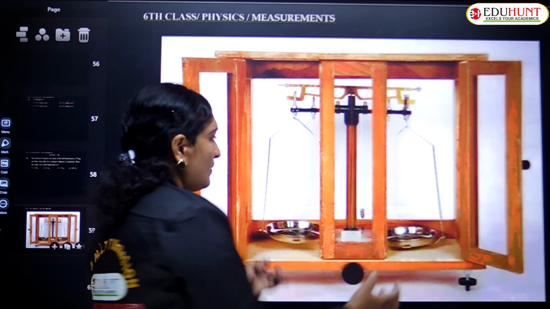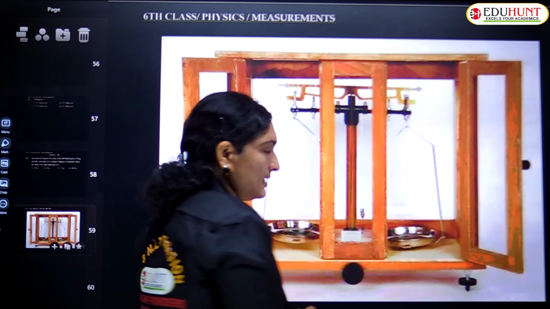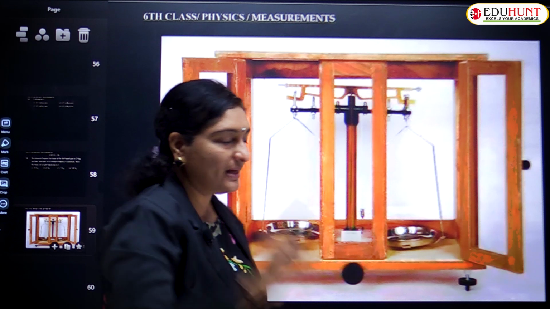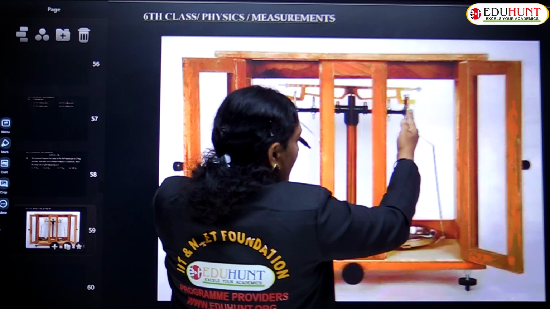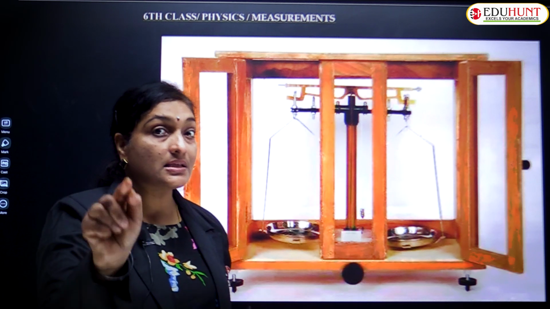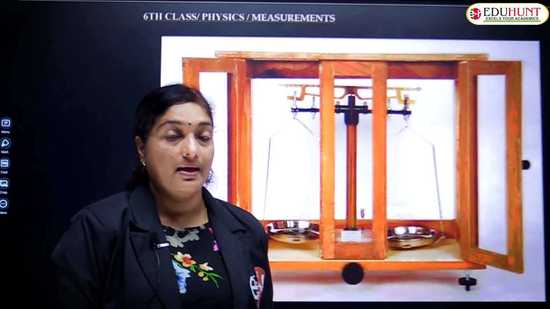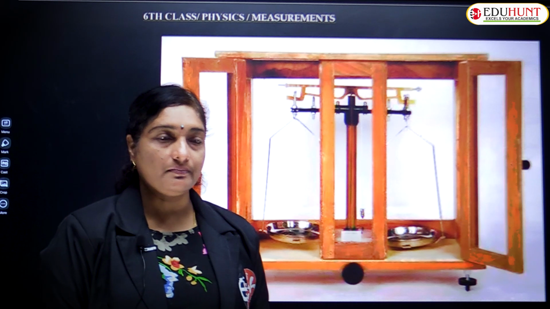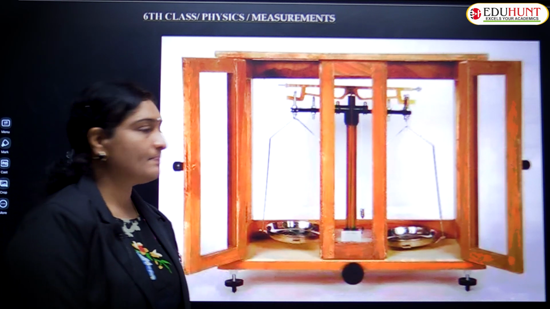Remember that. Whenever equal masses are suspended at equal distances, the beam will be horizontal. I repeat, whenever equal masses are suspended at equal distances, the beam remains horizontal. This is the principle of a beam balance or physical balance: equal masses at equal distances. This is called a physical balance or beam balance.